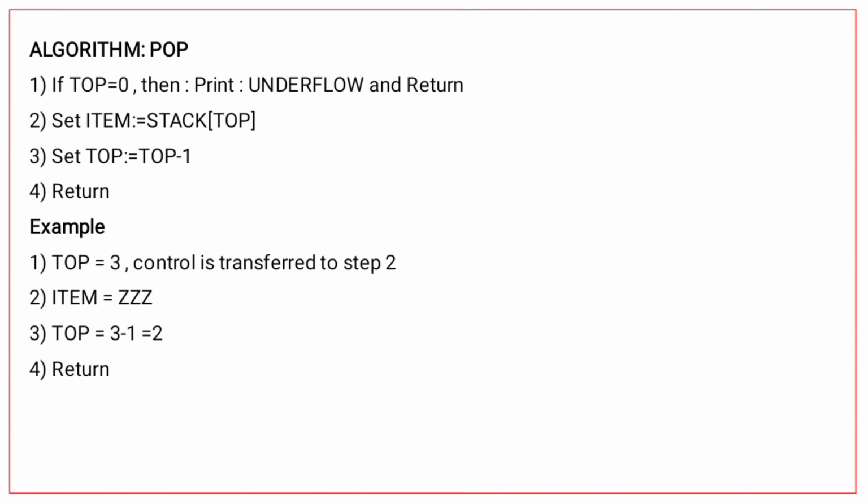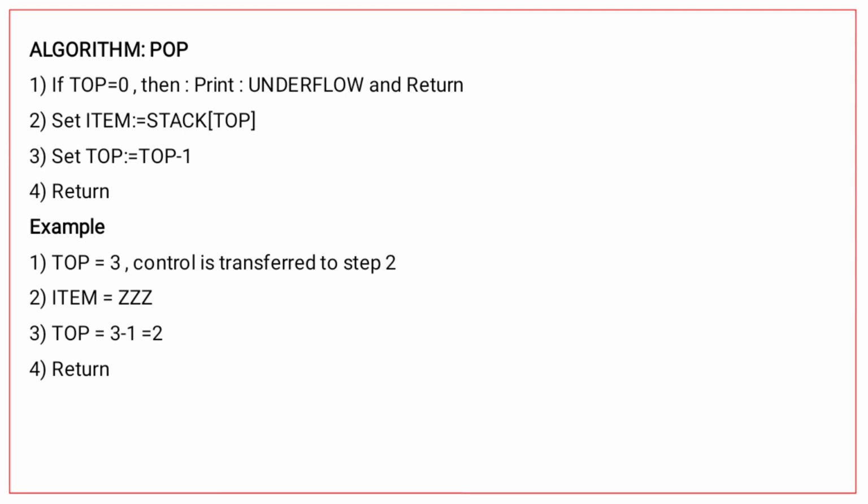Now, next operation is pop. Now, we will discuss here the algorithm of pop operation. In pop operation, we use the three parameters: stack, top and atom. The first step is, if top equal to 0, then print underflow and return. Step 2, set atom equal to stack of top, and step 3, set top equal to top minus 1, and fourth step is return.